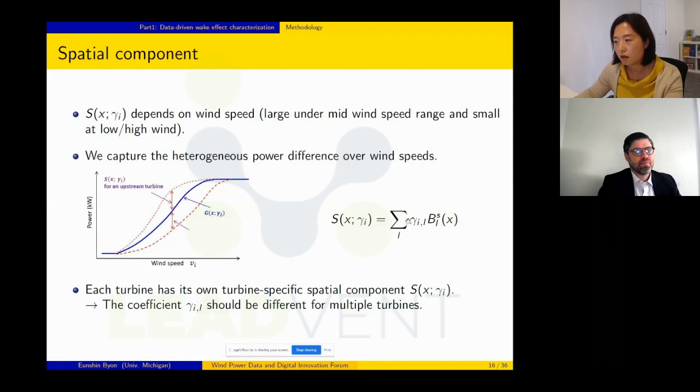Here, the thing is that the coefficient of this function should be turbine specific. So for turbine I, we have gamma I. For turbine J, we should have gamma J. Okay, so each turbine has its own turbine specific spatial component. Then the question is how to get this gamma I.